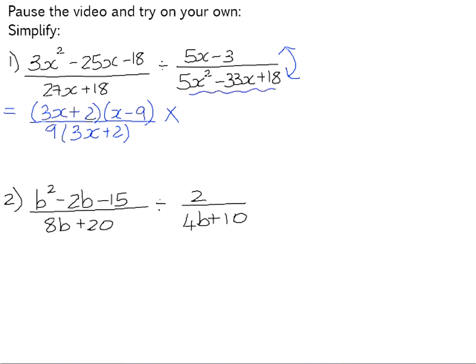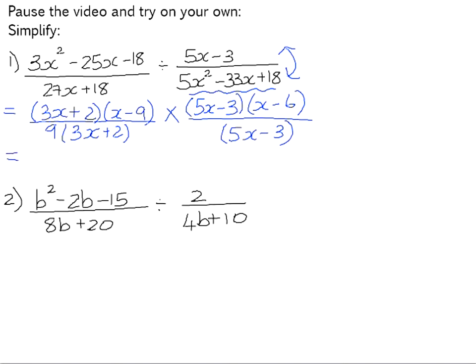So this 5x squared minus 33x plus 18 is going to go into my numerator, and I'm going to factorize it. Its factors are 5x minus 3 and x minus 6. The 5x minus 3 is prime, it doesn't factorize, so we just put it in a bracket.